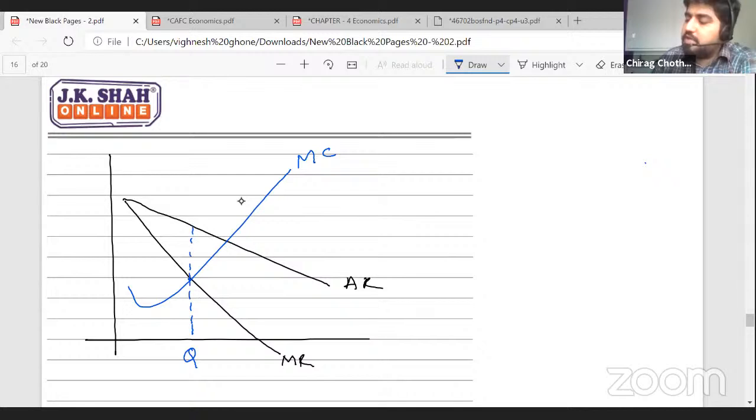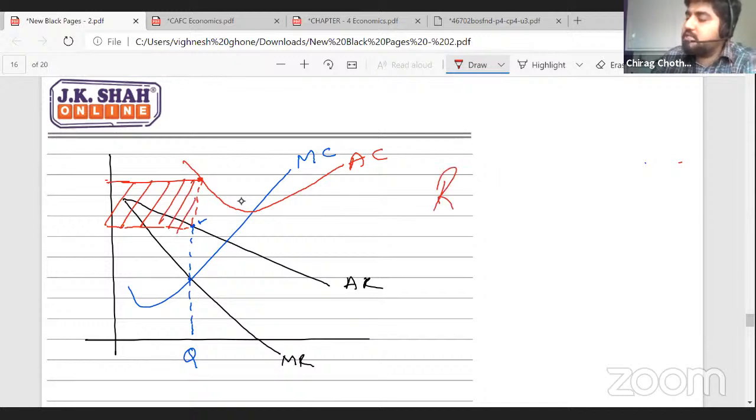At this quantity, how much is our average revenue? So this portion represents our average revenue. But how much is our average cost? So average cost will be drawn with the help of a U-shaped curve. Yes or no? So let's suppose this is our average cost. At this portion, this is my average cost. So if you notice, cost is more than the revenue. So in this entire zone, average revenue is less than average cost.